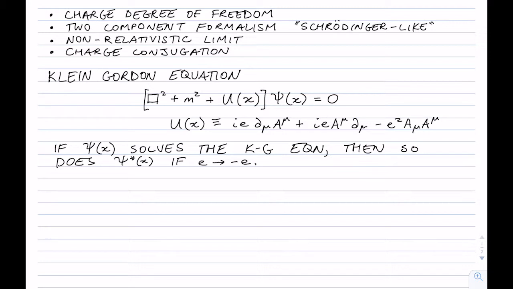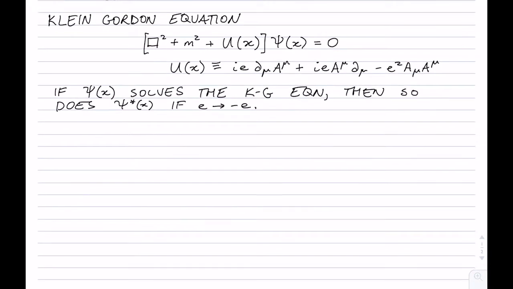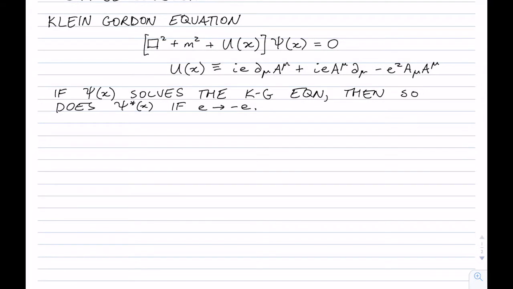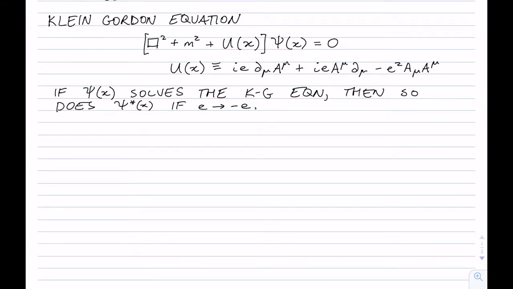This is kind of a curious result, but it leads us to start thinking about what the charge degrees of freedom are which are inside the Klein-Gordon equation. So let's continue now. Last week we found the solution of the Klein-Gordon equation if we have no fields. So we can do this without fields, and you can do it at home with fields if you want.